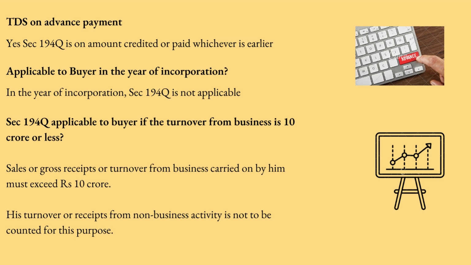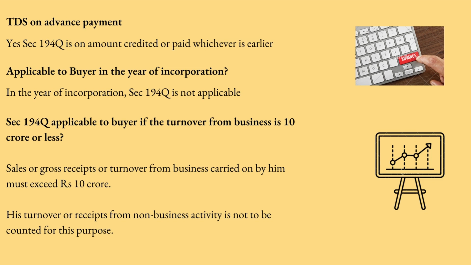The answer is no. It has been clarified that Section 194Q of the Act shall not apply to the buyer in the year of incorporation, because a buyer is defined as the person whose total sales, gross receipts or turnover from the business carried on by him exceeds 10 crore during the financial year immediately preceding the financial year in which such purchase is made. Since this condition would not be satisfied in the year of incorporation, the provision of Section 194Q shall not apply to the buyer in the year of incorporation.